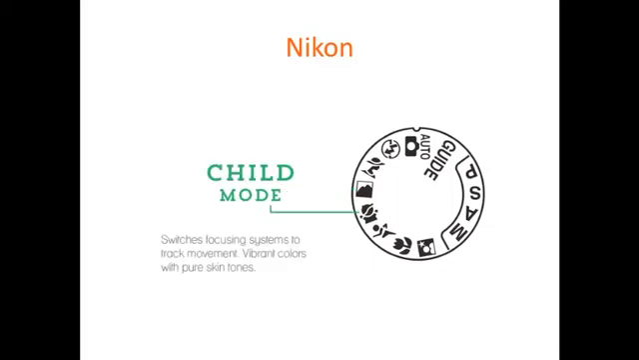Now the next setting is a setting that only Nikon has. Canon doesn't have this setting, and it's the child mode, or the child movement mode. And what it does is it switches focusing systems within your camera to track movement. So if you're photographing a toddler and they're running around and you're having a hard time keeping them in focus, the tracking of the movement can help. It can also be challenging, but it's meant to be helpful. And it does give you more vibrant colors, but keeps those skin tones nice and pure. So that's the child mode on Nikon.